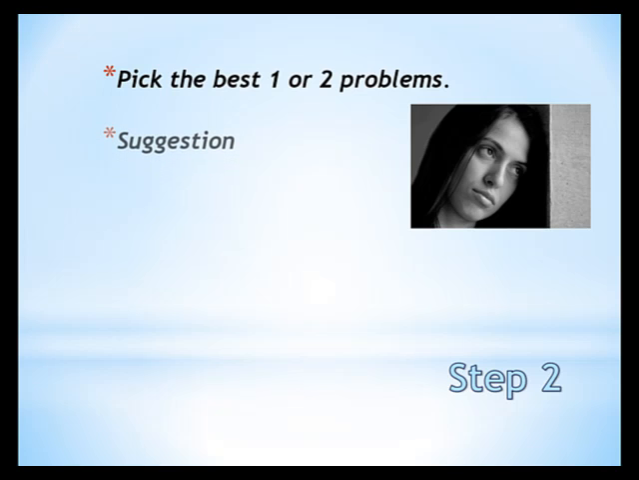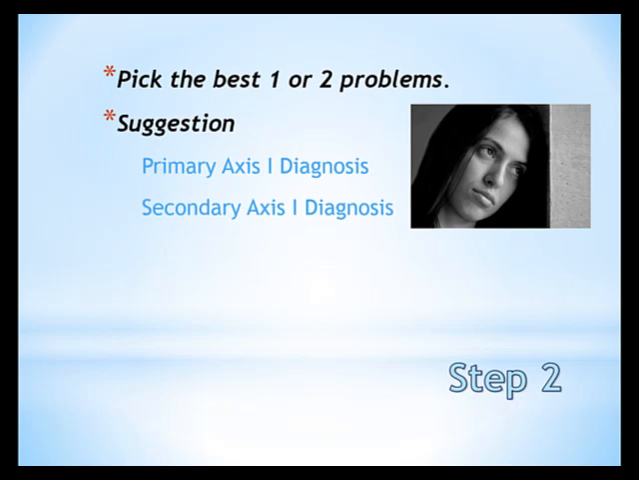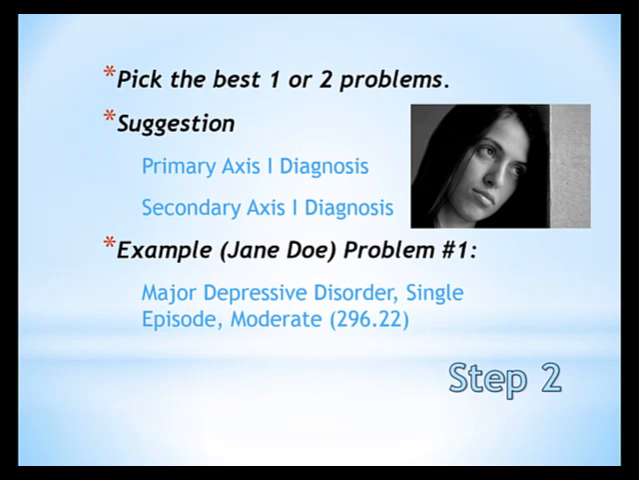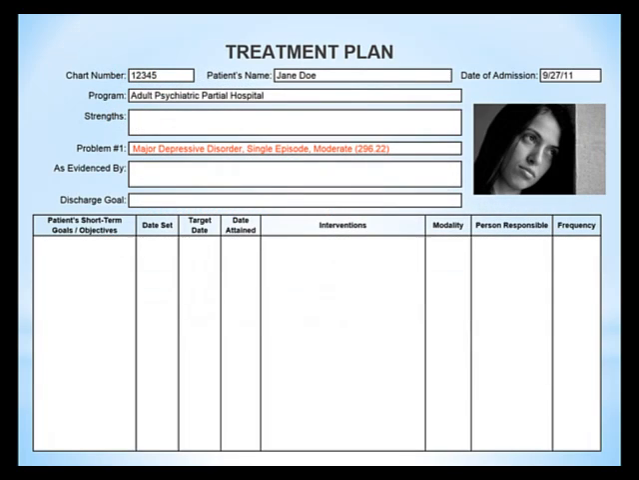Step 2. Pick the best 1 or 2 issues to work on immediately. I suggest problem 1 be the primary diagnosis and problem 2 be the secondary diagnosis. If you have more diagnoses, you have 2 choices. Group them with problems 1 or 2 if clinically appropriate, or defer them for later work. For this training, let's say you have a patient, Jane, and you both think that problem 1 is major depressive disorder, single episode, moderate. In the problem area of the treatment plan, write down problem number 1 from step 2. We're going to leave problem number 2 alone for now.